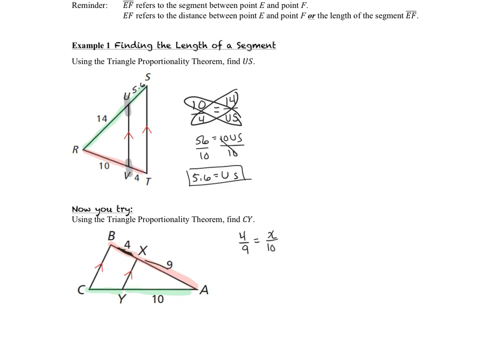Notice this smaller portion over the large portion equals small over large. Since I started with the small, I have to keep it that way. Cross multiply and solve, so 40 equals 9x. Divide both sides by 9. We end up with 4.4 repeating, or 4 4/9, or just 40 over 9. I called it X, but it's really CY, so 4.4 repeating is CY.